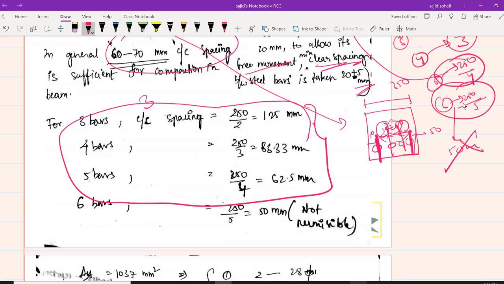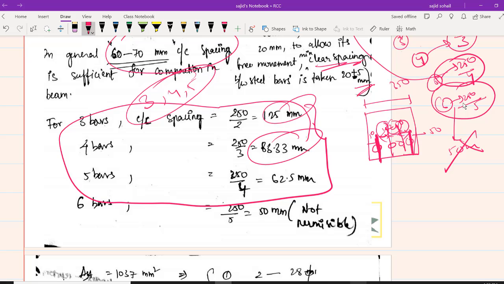You can provide 3 bars. Minimum आपको 3 बार basically provide करना पड़ता है. ठीक है, in any question, basically 3 बार आप provide करते हो. In some cases 2 bars will also be sufficient, but minimum generally we go for 3 bars. So 3, 4, 5, 3 conditions are possible. If you are providing 3 bars, center to center distance कितना? 125 mm. 4 bars, 83 mm something. 5 bars, 62.5 mm something.